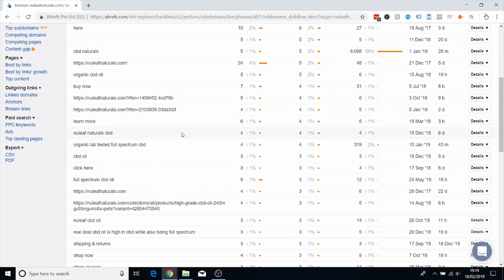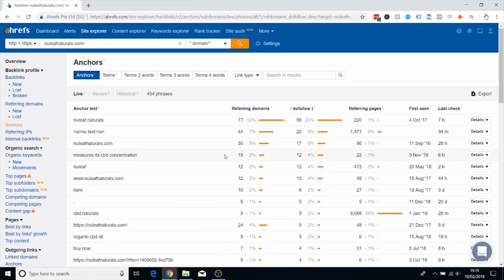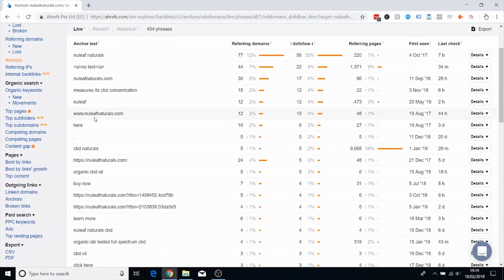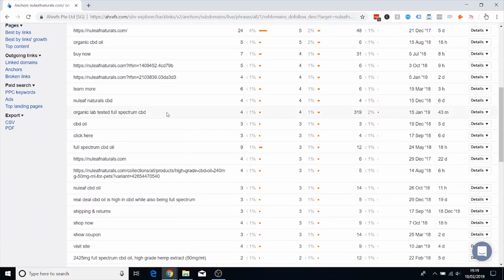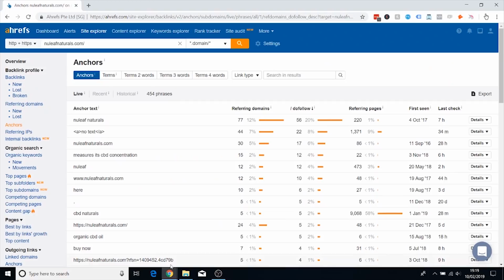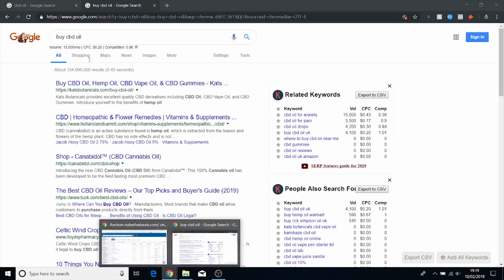That type of anchor text anyway is high risk, but they have enough brand anchors here that the site could take a few of those. If they were to have buy CBD oil 3 or 4 times mixed in here, they'd probably be ranking on the first page for that keyword. Let me just check again. I don't think I saw them. Let me just double check.